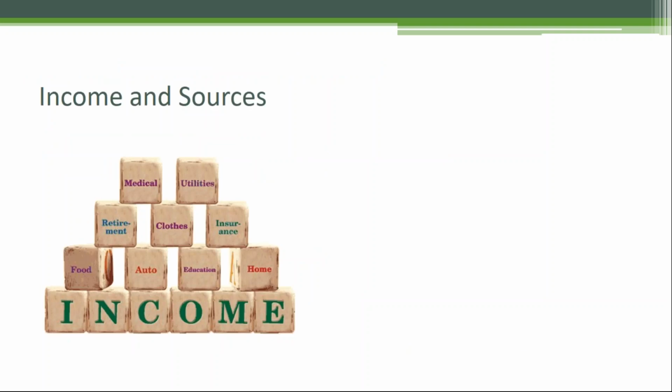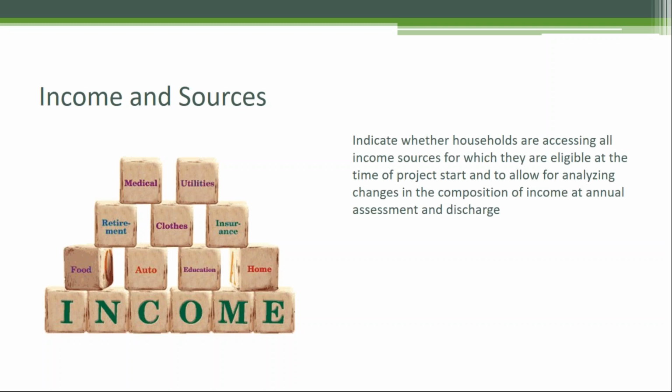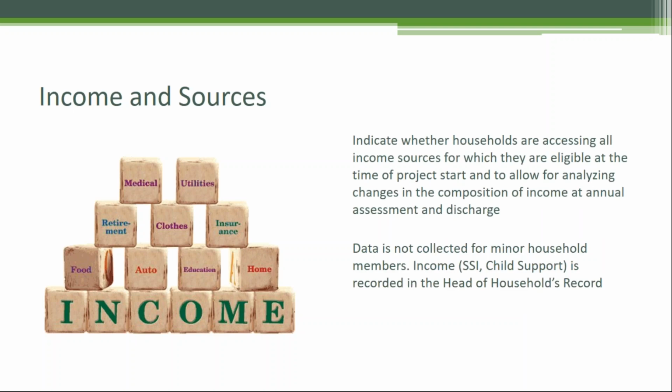For income and sources, you're going to indicate whether households are accessing all income and sources for which they are eligible at the time of project start, and to allow for analyzing changes in the composition of income at annual assessment and discharge. This information is not collected for minor household members. So any income, SSI, or child support that is meant for the children is recorded in the head of household's record.